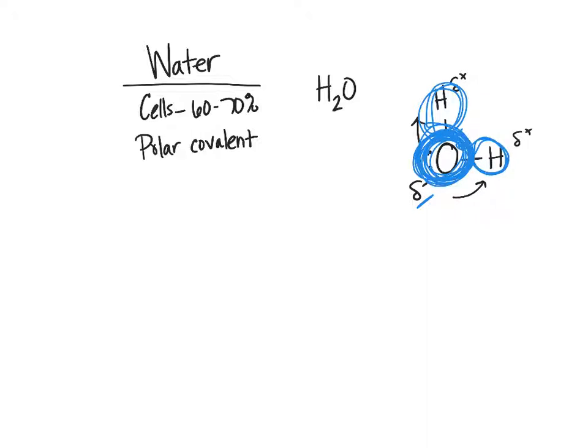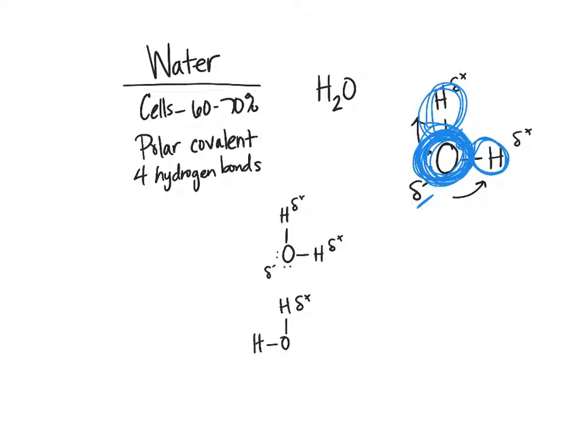And then, since we have this partial negative, partial positive, what this allows us to then have are hydrogen bonds. Remember, hydrogen bonds are weak bonds, and they are formed and then easily broken. And so then we have our partial positive hydrogens, our partial negative oxygen, and we can form up to four hydrogen bonds. I'll write that up here. Four hydrogen bonds per water molecule.